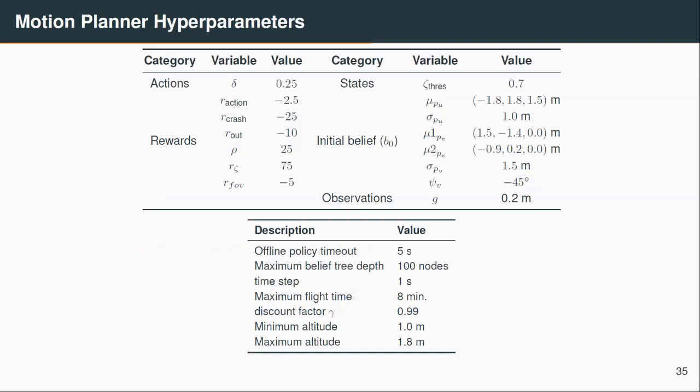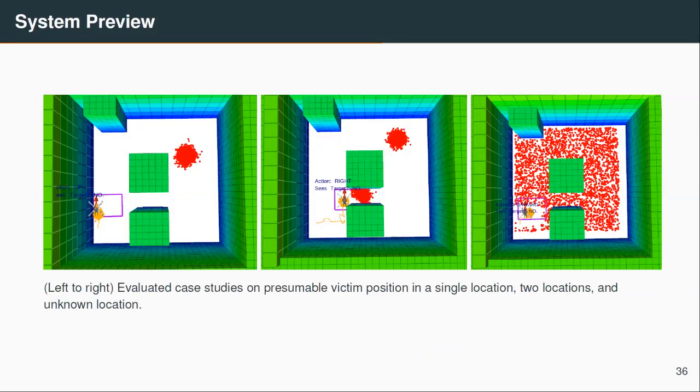What you can observe here is just a summary of some of the motion planner hyperparameters for the series of experiments that I'm going to show you. To illustrate my system in GPS-denied environments, I evaluated three case studies of possible victim locations in my environment. What you can observe here in this red point cloud is the representation of my belief state of the position of the victim. I have three case studies: the first one with one potential location, the second one with two locations, and the third one when I don't know the location at all.